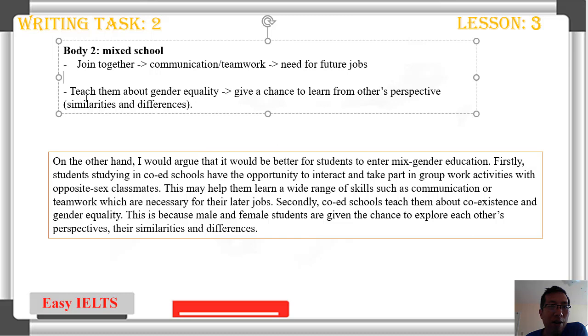And secondly, we're talking about the second idea. Co-ed school teaches them about coexistence and gender equality. This is because male and female students, instead of boy and girl, you say male and female students, are given a chance to explore each other's perspectives, their similarities and differences.